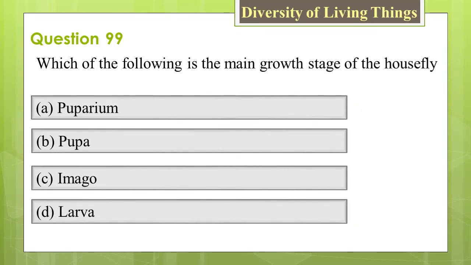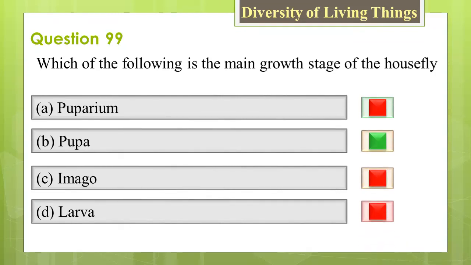Question 99. Which of the following is the main growth stage of the housefly? A. puparium, B. pupa, C. imago, D. larva. Which of the following alternatives is the best alternative? The best alternative is B, pupa.